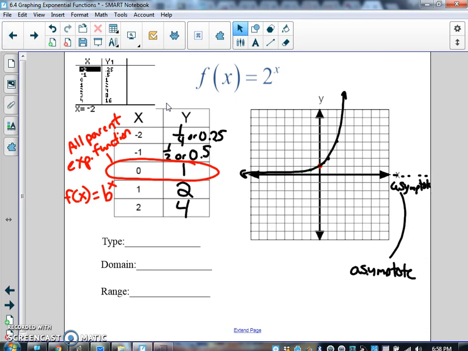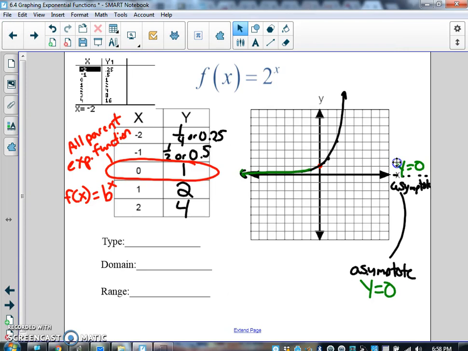A line or a value that I approach but never quite reach. Well, what is that value? That value is y equals 0. My y values will continue to get smaller as I go towards negative infinity, and I'll have an asymptote at y equals 0. I'll continue to get closer and closer and closer to that axis, but never quite reach it.